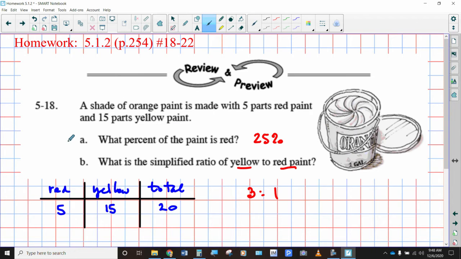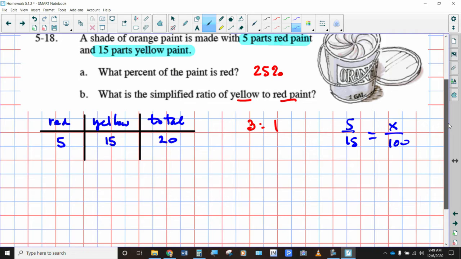All right, let's take a look at this. A shade of orange paint is made with 5 parts of red paint and 15 parts of yellow paint. So a common mistake students make is that they want to see what percent of the paint is red. The most common mistake I see is where people do 5 over 15 is equal to X over 100. 15 does not represent the total in this situation. 15 represents the parts of yellow. So I organized a little table here to show us how we can get to this answer.